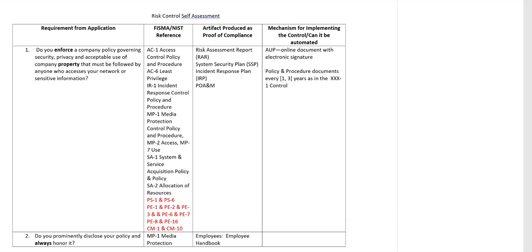I have shown you the Word document, and you have this in your readings under this topic for cyber insurance, and I'm showing you how this worked. So we have 24 requirements down the side. We have the FSMA NIST reference in column 2. We have artifacts produced as proof of compliance in column 3, and we have a mechanism for implementing the control, or to answer if it could be automated, in column 4.